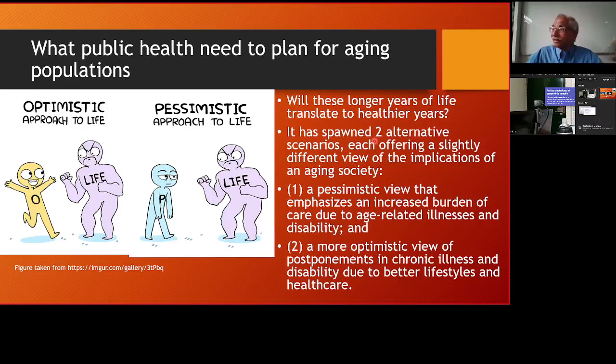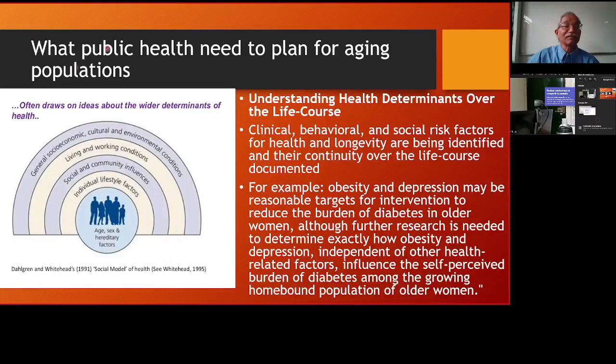Either you provide a healthy living lifestyle so that life will be prolonged, and in place of 85, if you get to 95 and sick, you'll be surviving only 2-3 years. So the burden is less on healthcare, and that is what you have to understand. So public health needs to plan for aging populations.